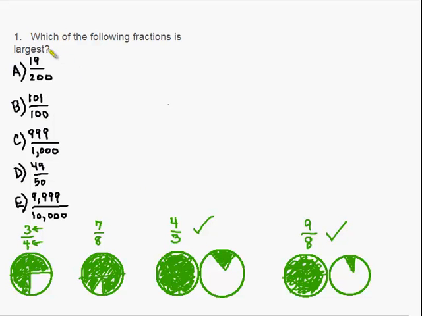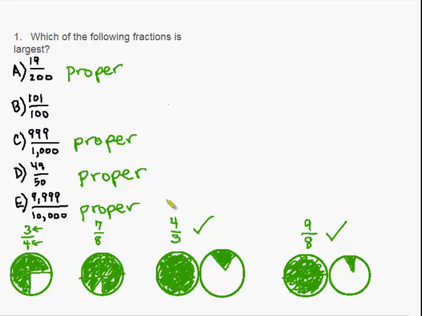So now we can go to this problem, which of the following fractions is largest? And we can just look right away now. We know what a proper fraction is when the numerator is smaller than the denominator, and that's what we have here. This is a proper fraction. This is proper. This is proper. This is also proper.